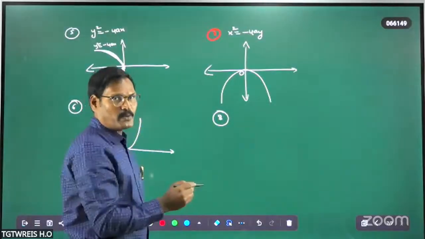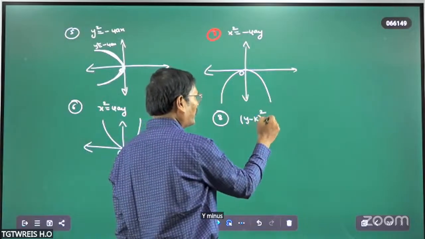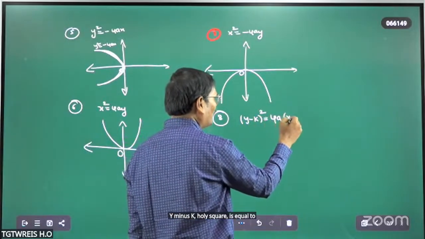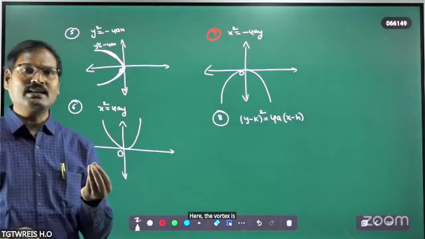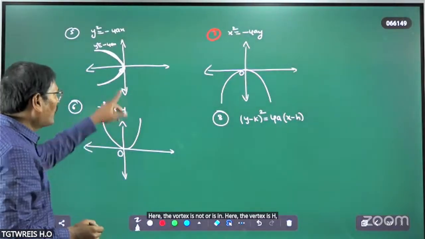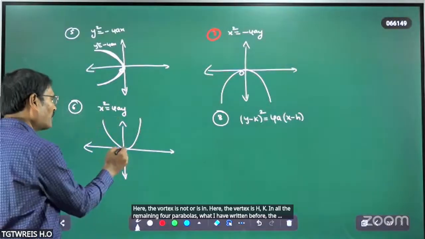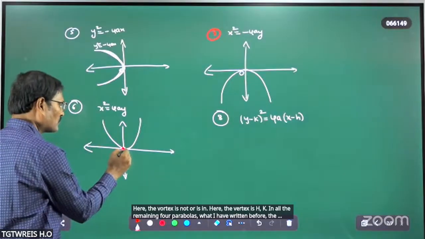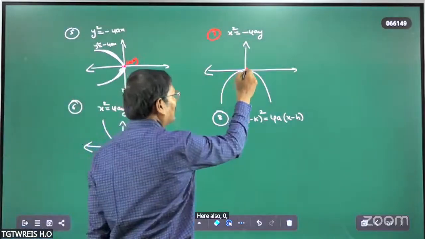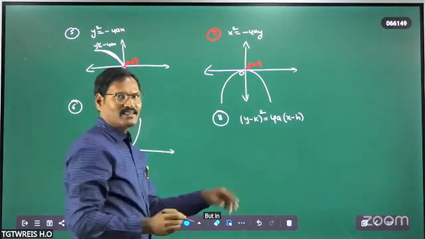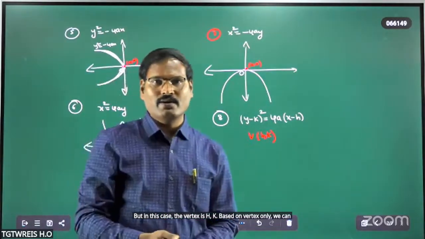For your sake, I am explaining one more parabola. Listen carefully. Y minus k whole square is equal to 4a into x minus h. Here the vertex is not the origin. Here the vertex is h comma k. In all the remaining four parabolas that I wrote before, the vertex is 0 comma 0. But in this case, the vertex is h comma k. Based on the vertex only, we can draw the graph. Okay.